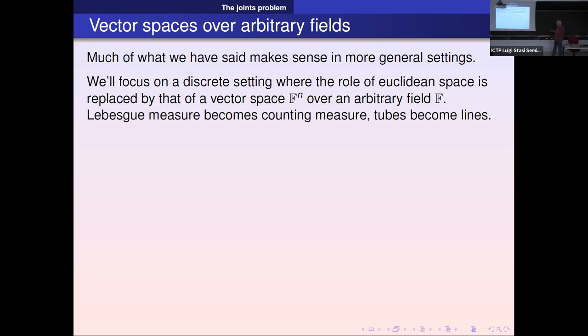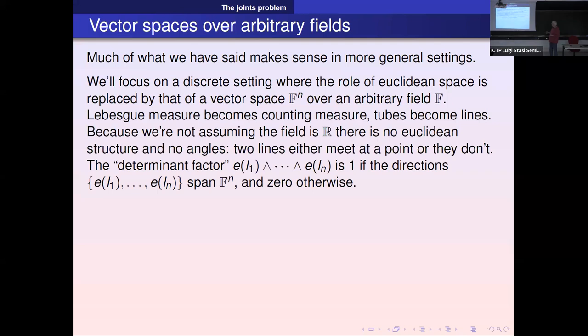Something's changed in an obvious way. The Lebesgue measure becomes counting measure, tubes become lines. So since we're going back to Kakeya again, we're going back to the line. We don't have any sort of scales, because we're not assuming the field is the reals, there's no Euclidean structure and there are no angles. So two lines either meet at a point or they don't. We don't care about whether they're nearly parallel or not. And the determinant factor, which we had, the wedge of e of L1 up to e of Ln, because it's discrete, is either zero or one: it's one if the directions span and zero otherwise. So in some sense, a lot of things begin to simplify.